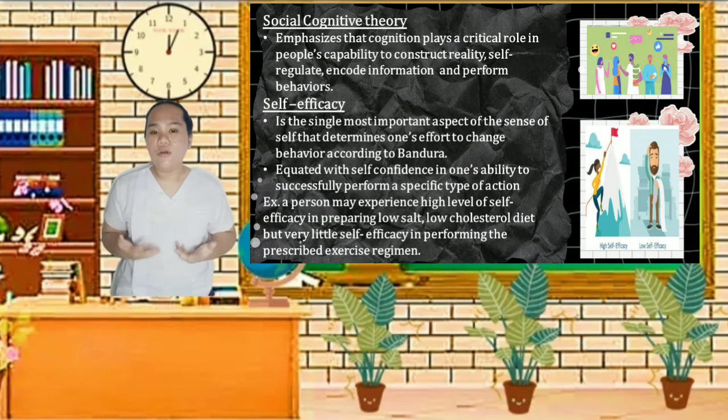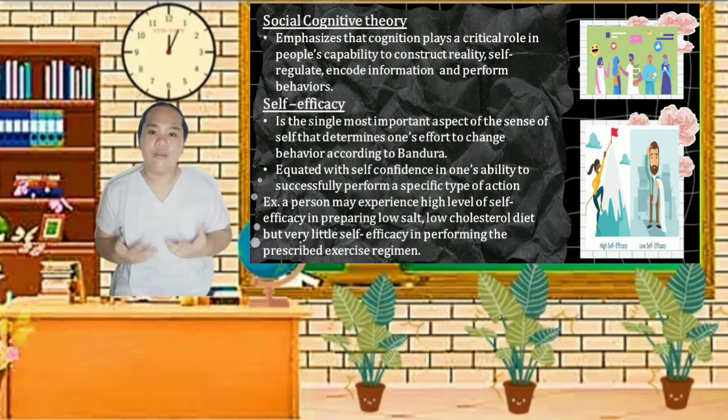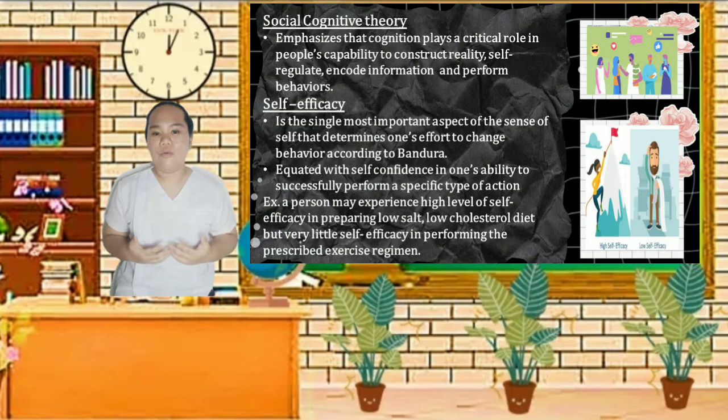Social cognitive theory emphasizes that cognition plays a critical role in people's capability to construct reality, self-regulate, encode information, and perform behaviors. This theory provides a framework for understanding how people actively shape and are shaped by their environment. In particular, this theory details the processes of observational learning and modeling, and the influence of self-efficacy on the production of behavior. A major component of this theory is observational learning, which is the process of learning desirable and undesirable behaviors by observing others, then reproducing learned behaviors in order to maximize rewards.